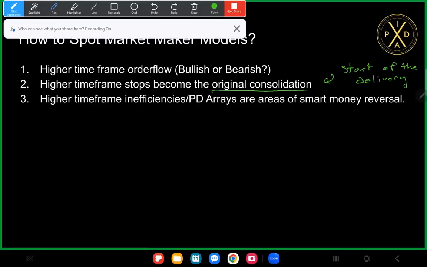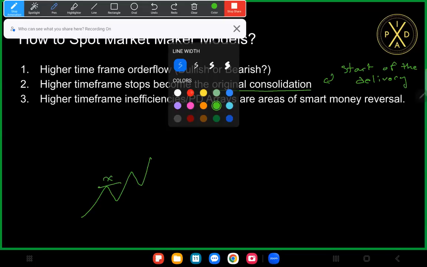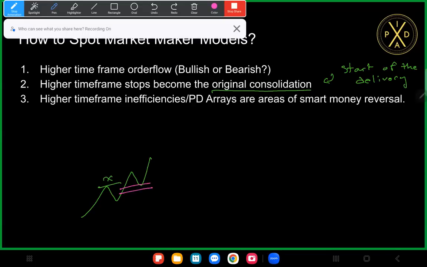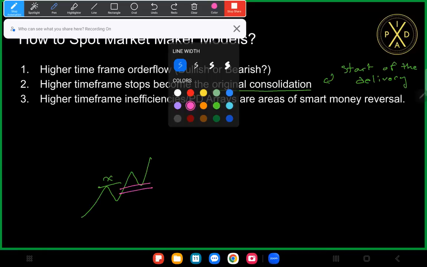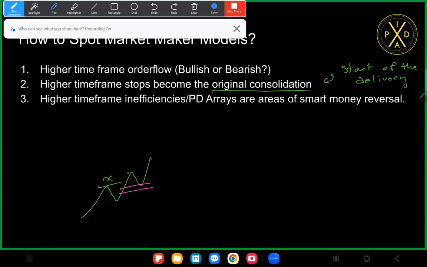All right, so that's why I labeled that as the start of that delivery. So let's say that we're in a bullish market environment. Price is trading stops to inefficiencies, and we understand that price should be wanting to go higher, back in line with order flow. So this right here becomes that original consolidation. This area of higher time frame stops is your original consolidation. And we understand that this PD array, and in this case, this inefficiency, is where that smart money reversal should most likely want to occur.